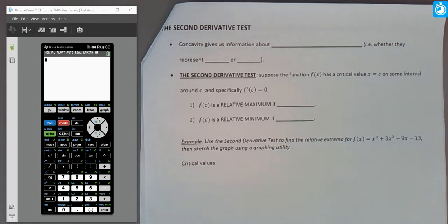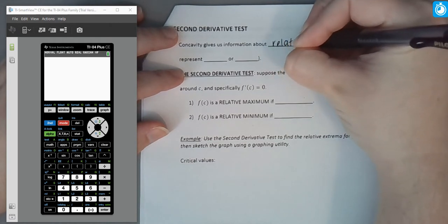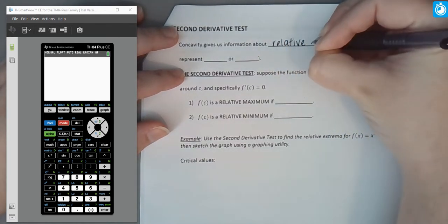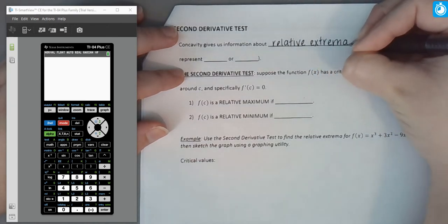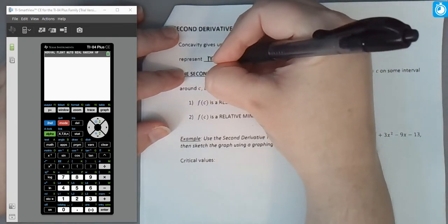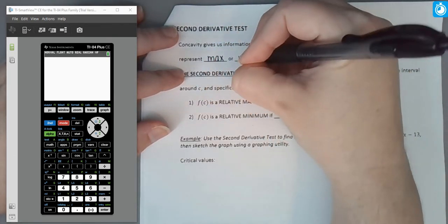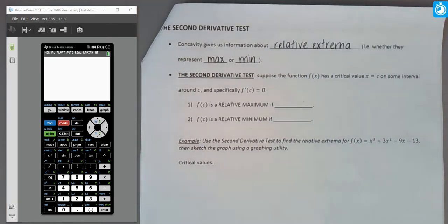So concavity also gives us information about relative extrema. Specifically, just like with the first derivative test, it gives us information about whether specific values could represent a maximum or whether they would represent a minimum, or possibly neither. Remember, we saw specific values that were special in a sense, but somehow they didn't represent a maximum or a minimum based on what we saw about the first derivative. So here's the second derivative test.